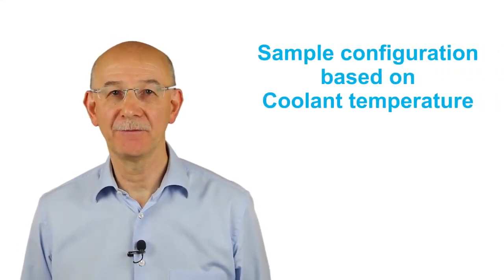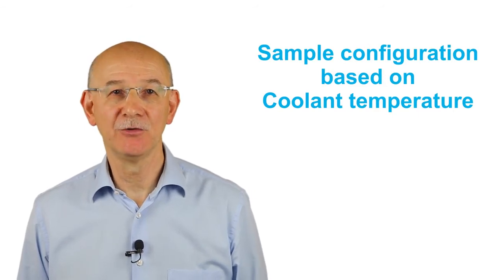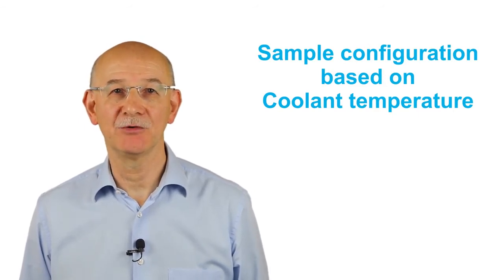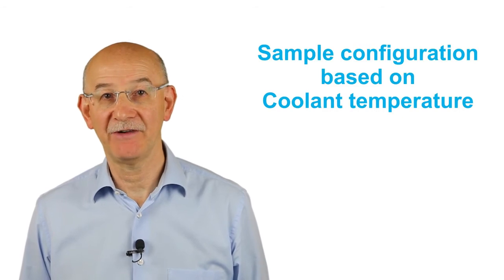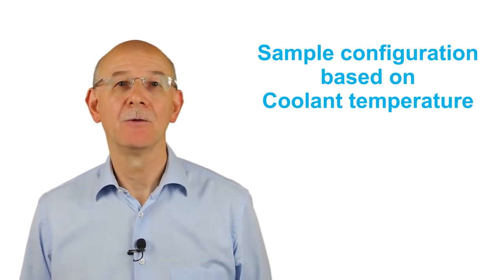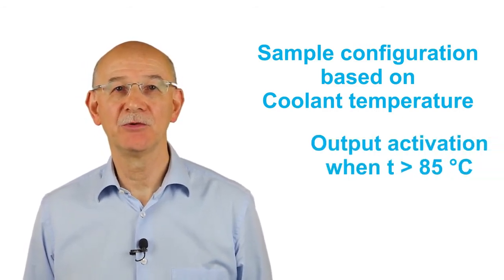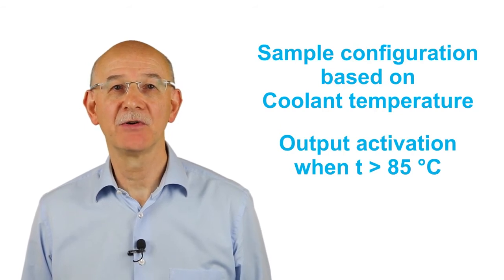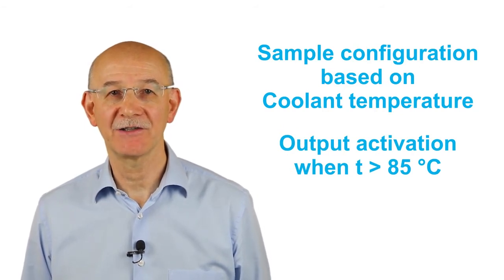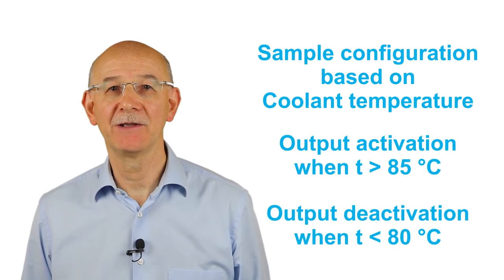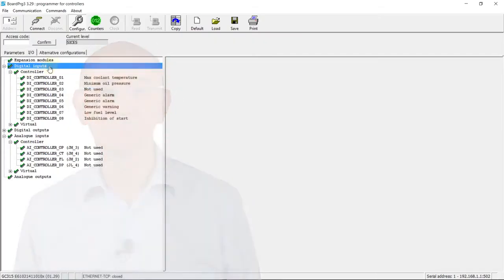Let's configure an analog input and use these thresholds. We are going to add a threshold to coolant temperature. This can be used in order to activate an output, might be for additional fan or cooling system. We are going to activate the output when temperature is above 85 degrees Celsius and deactivate it when below 80 degrees.